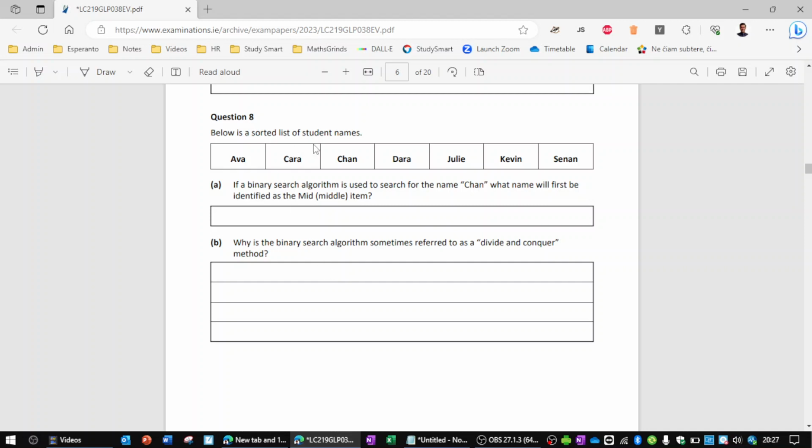Okay, below is a sorted list of students' names. If a binary search algorithm is used to search for the name Chan, what name will first be identified as the middle term? That would be Dara, I believe.